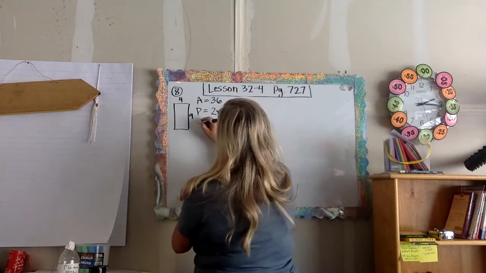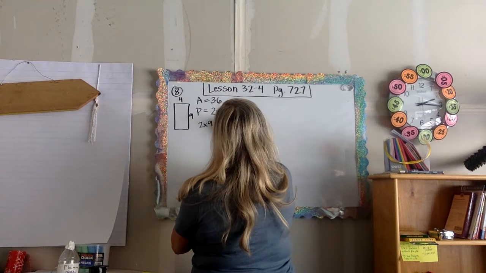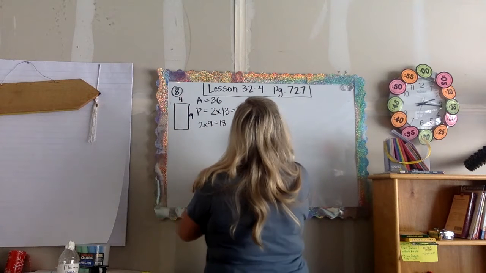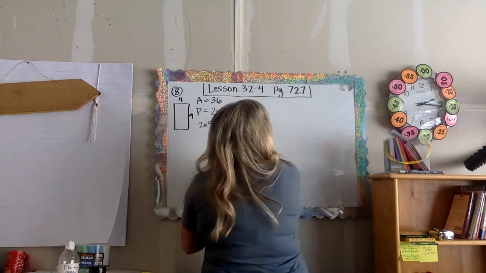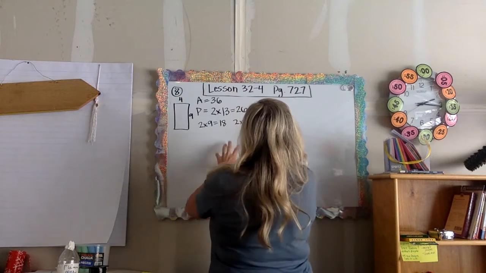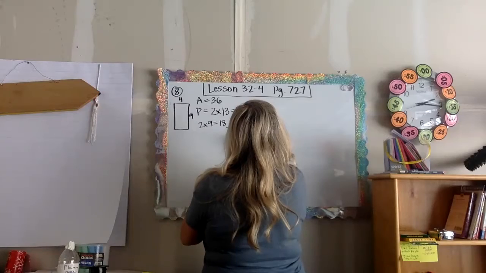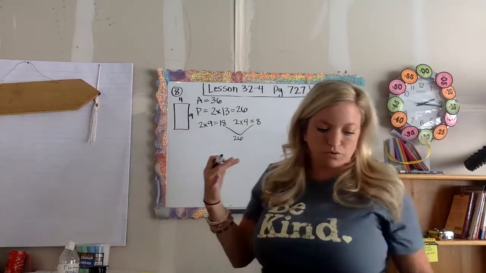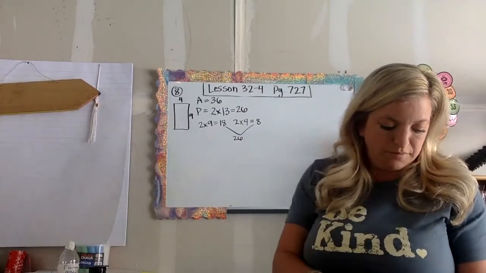Let's just double check that. 2 groups of 9 equals 18. 2 groups of 4 is 8. 18 plus 8 is 26. So the perimeter that I'm looking at of his old rug, those are his dimensions.